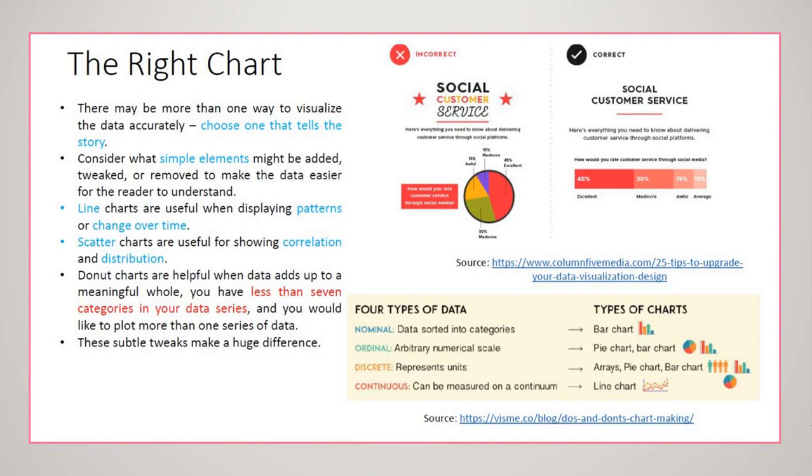Okay. So consider these 4 types of data. Okay, this one we have covered in the first chapter. Nominal data. Okay, data should be sorted into categories. Ordinal, arbitrary, numerical scale. Discrete, represent unit. Continuous can be measured as on a continuum. Okay, then you can see types of chart suitable for those 4 types of data. Okay, then you can see also comparison between incorrect and correct.